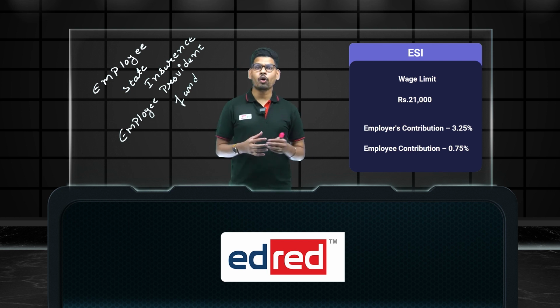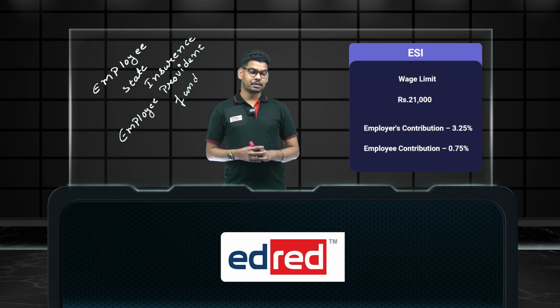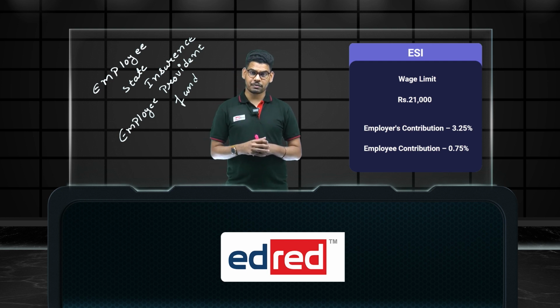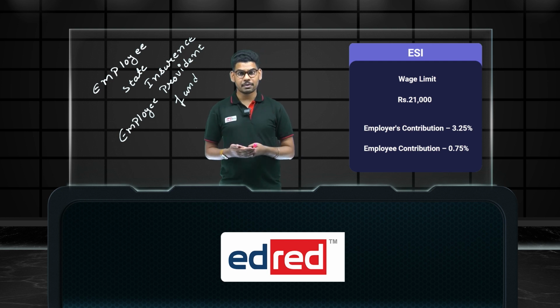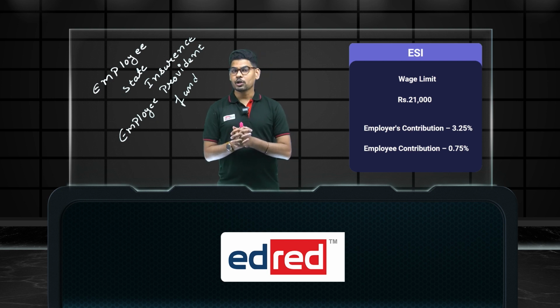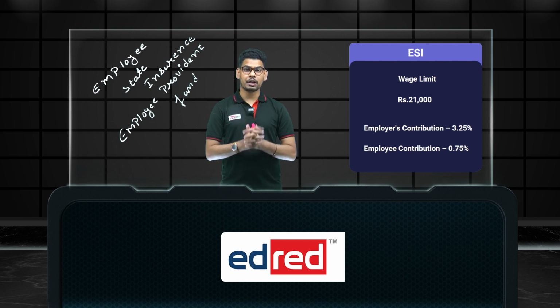So for whom is this ESI applicable? Any employees or laborers whose gross salary is up to 21,000. For them ESI will be applicable. Above that it won't be applicable. Any professions, the laborers, employees, or those doing trading as well, it's applicable up to 21,000. If the gross salary crosses 21,000, it won't be applicable.